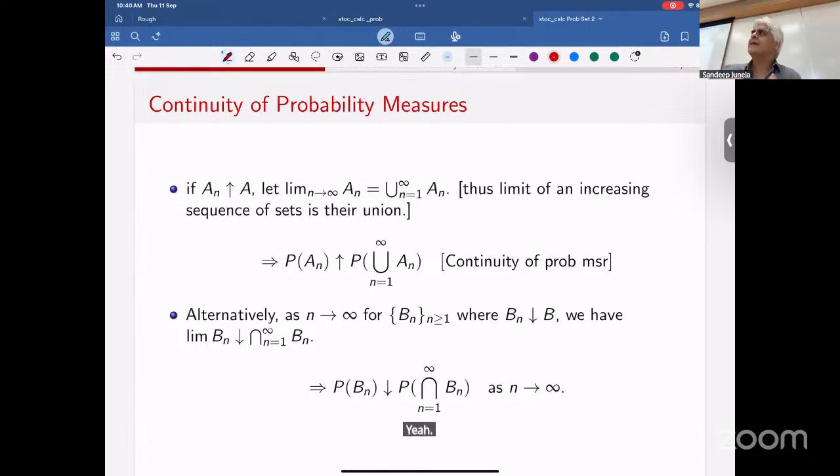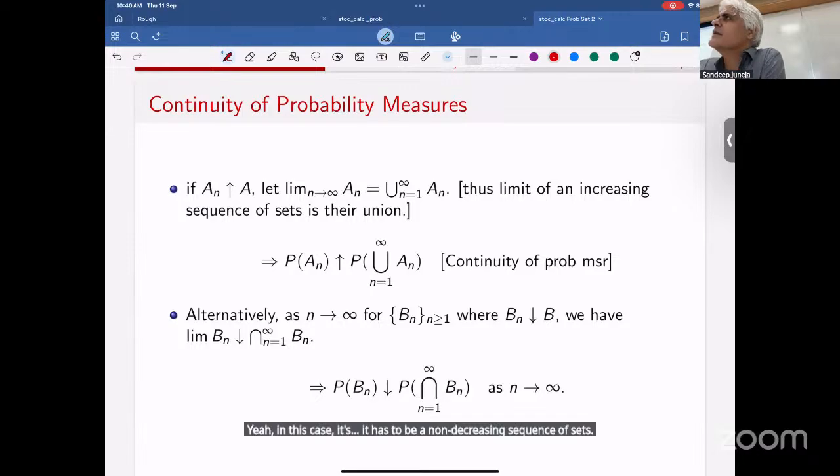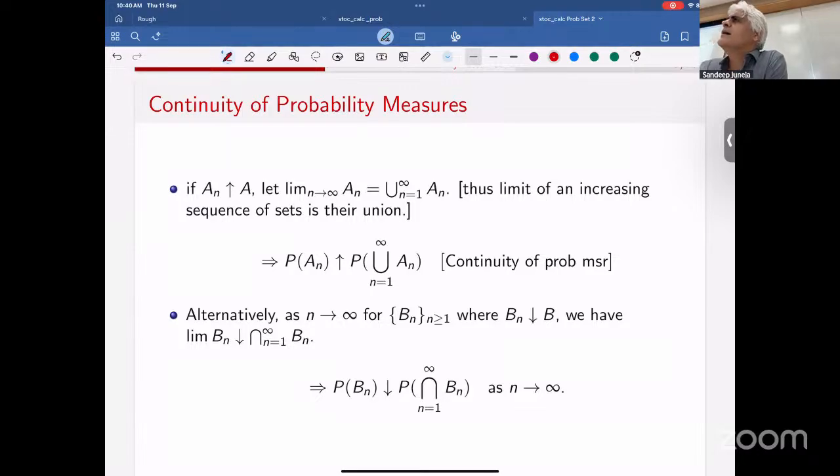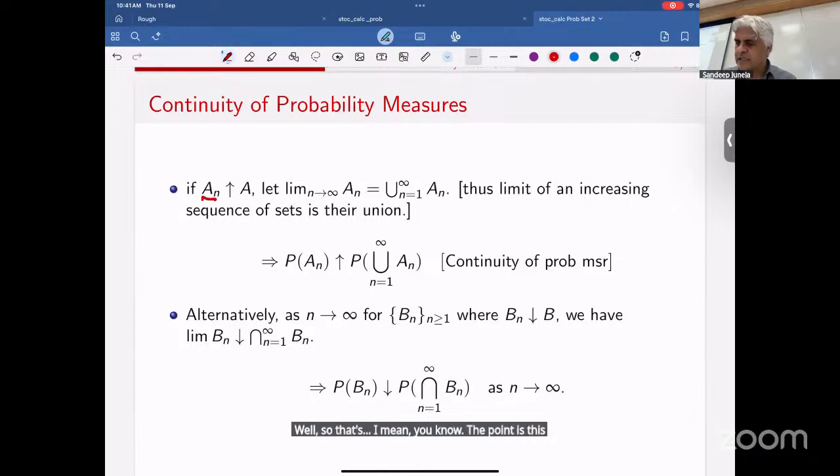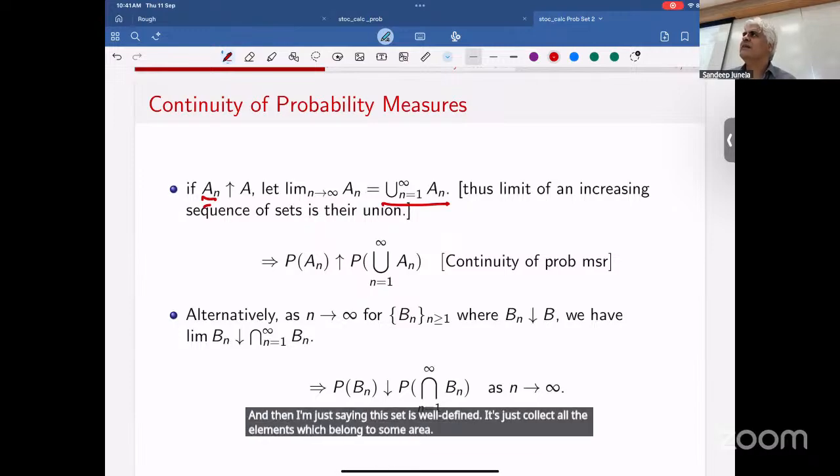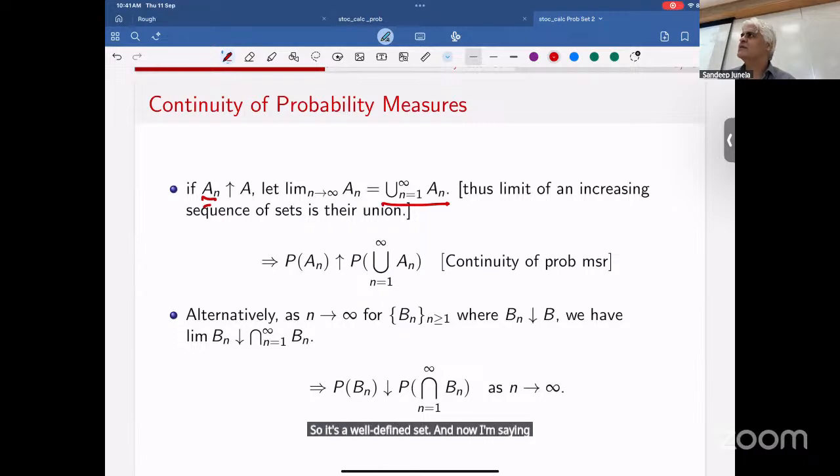In this case, A_n has to be a non-decreasing sequence of sets. A_n is increasing, that part is clear. And then I'm just saying this set is well defined. It's just collect all the elements which belong to some A_n. So it's a well-defined set. And now I'm saying A_n is converging to this set. So there's no other notion of limit needed. This is how we're defining the limit.